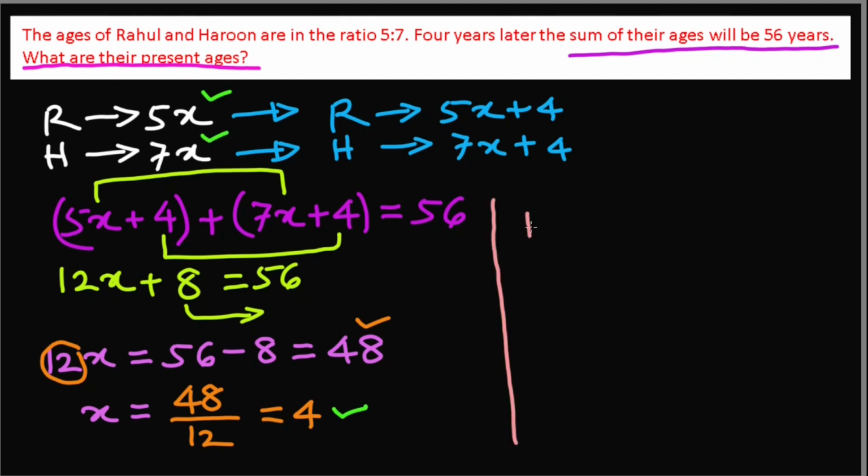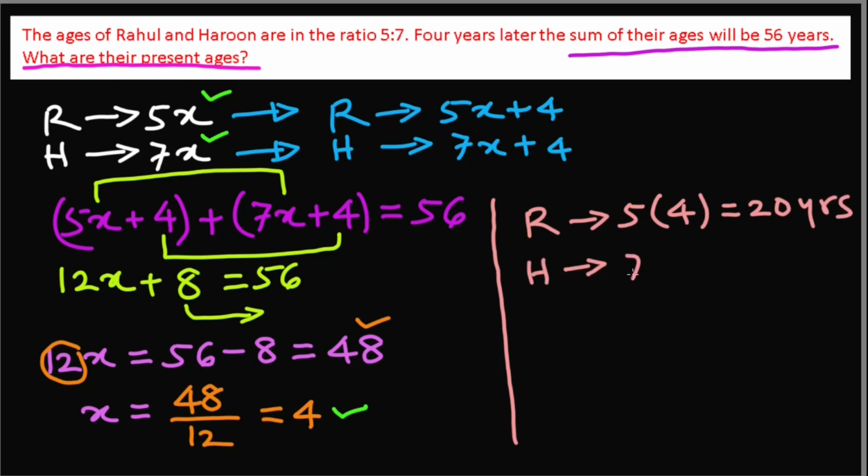So present age of Rahul will be 5 multiplied by the common multiple 4, 20 years, and that of Harun will be 7 multiplied by the common multiple x, which is 4, that will be 28 years. So the present age of Rahul will be 20 years and that of Harun will be 28 years.